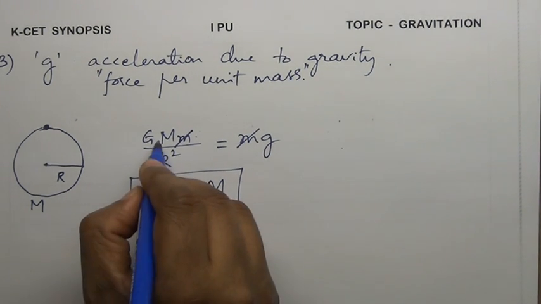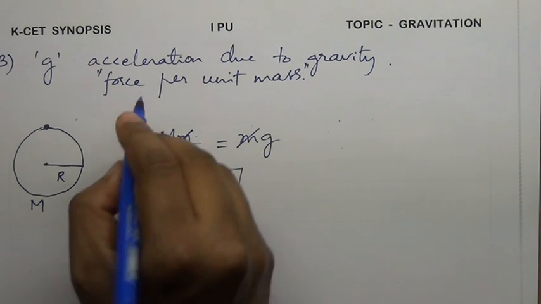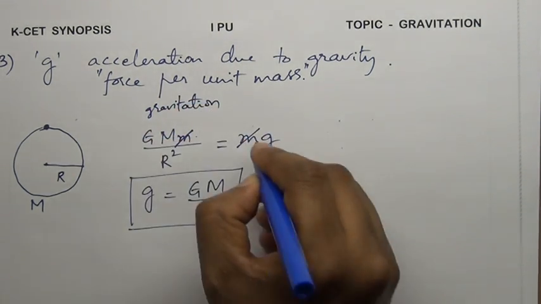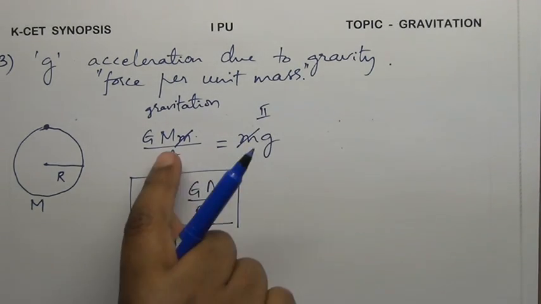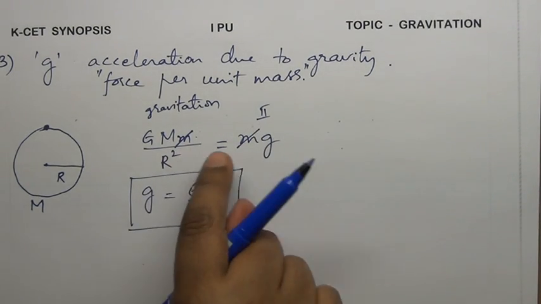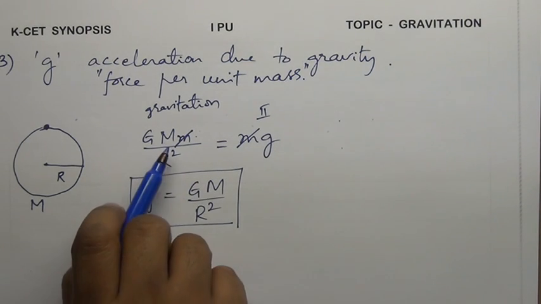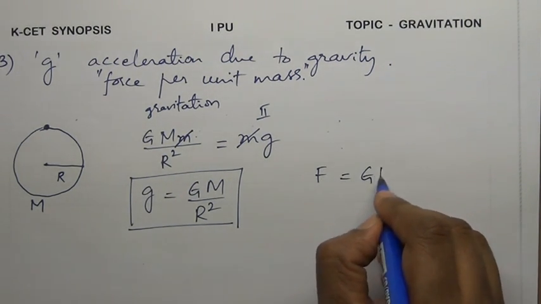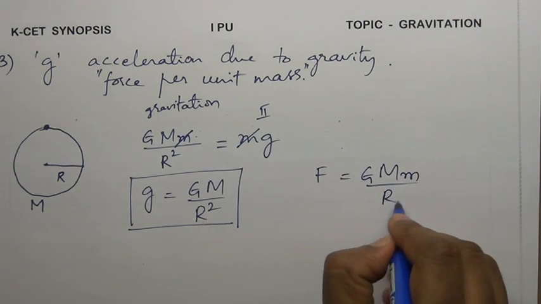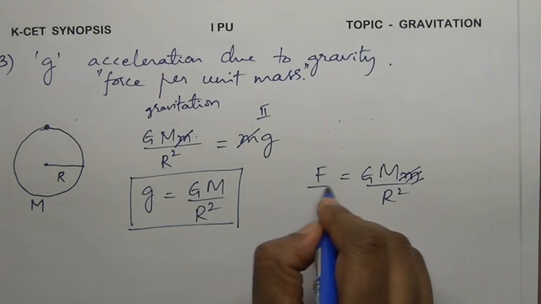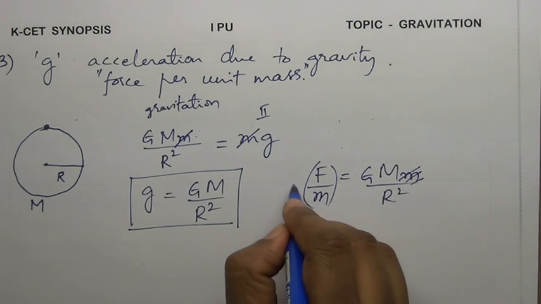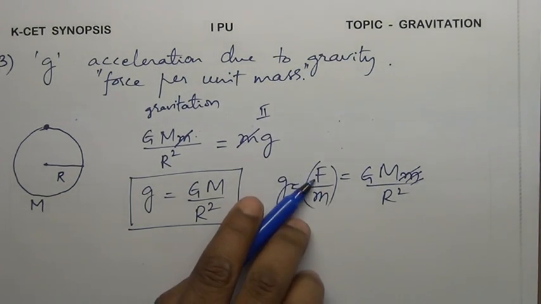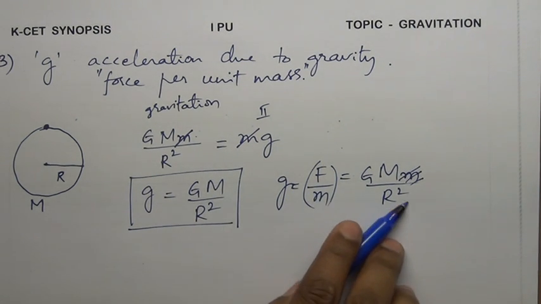Observe, this is from Newton's law of gravitation, and this is Newton's second law of motion. Both the forces are the same, magnitudes are the same, but the interpretation is different. Now force equals G M m by R square. Take this m to this side, so F by m is nothing but small g. For that reason, g is also called force per unit mass, G M by R square.